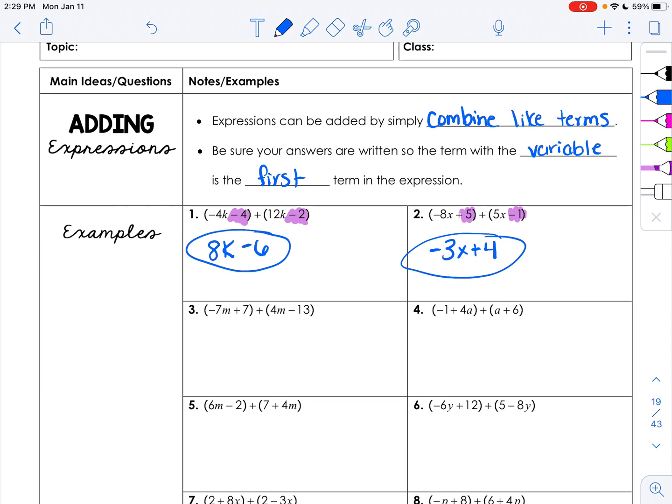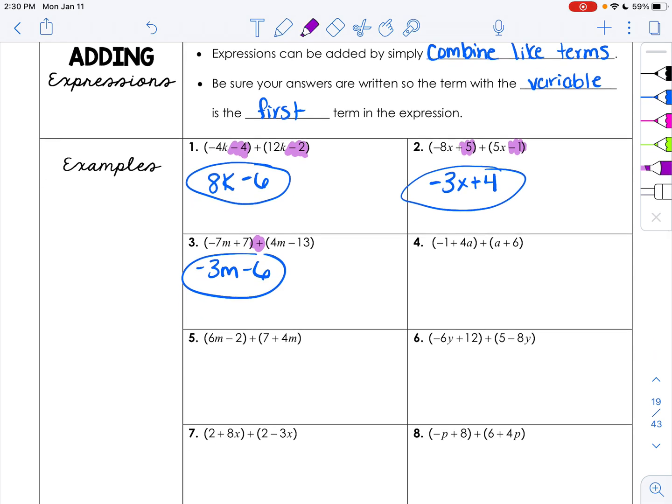Number 3. Again, we're adding because of the plus sign between our two expressions. So focusing on our variable terms first, negative 7m plus 4m is negative 3m. And then 7 minus 13 is negative 6. Go ahead and highlight number 4 through 8.